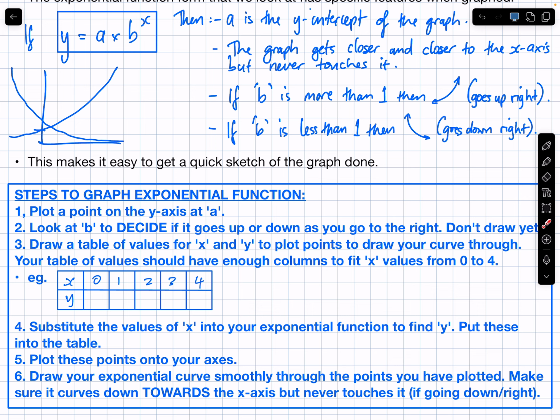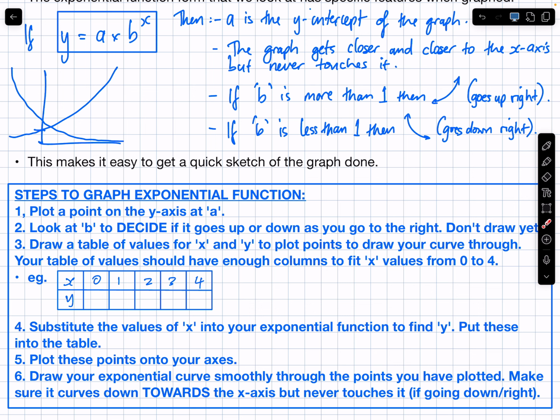So substitute x is equal to 0. So y when x is equal to 0 is 0.5 times 2 to the power of 0. What is anything to the power of 0? 1. So it's going to be 0.5 times 1. So it's going to be 0.5. That's why we put a dot on the y-axis at 0.5. Double confirm.